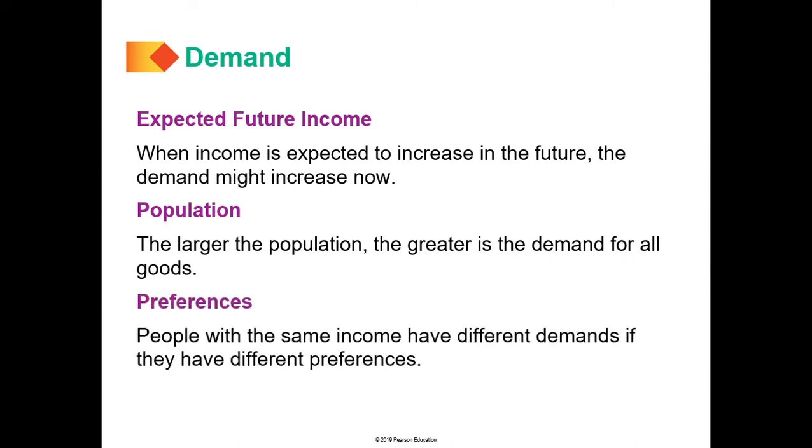And then the last one is going to be preferences. People that have different preferences are going to demand different things. So I really like blueberries, so my demand for blueberries is high, but I don't like seafood, so my demand for seafood is, well, zero.